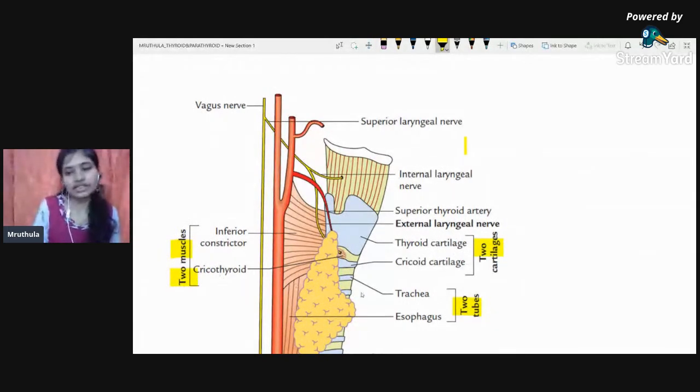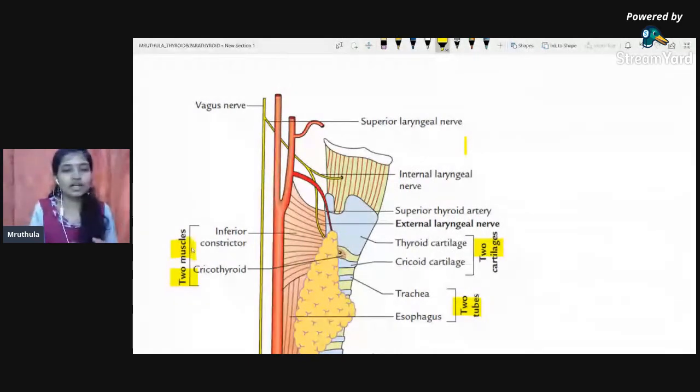So what are the 2 cartilages? On the top we saw the thyroid cartilage. Below that we saw the cricoid cartilage. So these are the 2 cartilages. And what are the 2 tubes? Again, you know that: the trachea and the esophagus. The 2 muscles, we have not talked about the muscles so far, so that's the only new thing for you now.